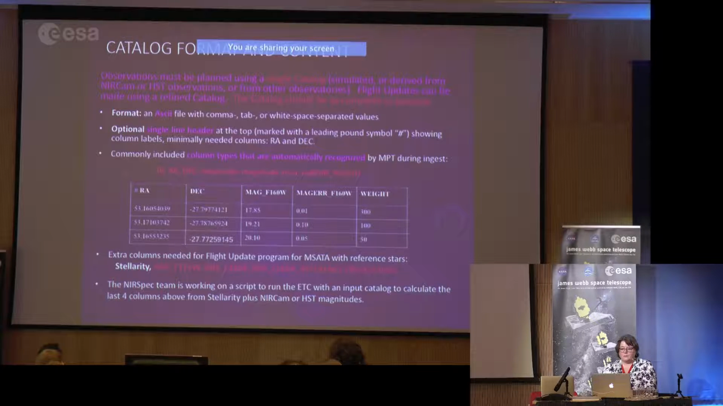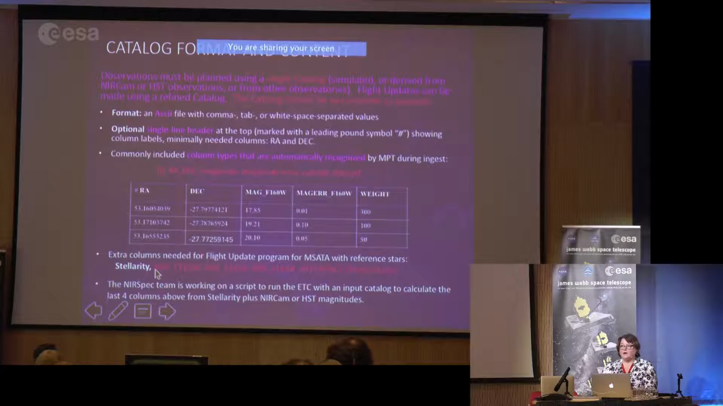And then commonly included column types that are automatically recognized by the tool are the ones that you see in here. My arrow's not showing up for some reason. Right here. So it's target ID, for example, RA, DEC, magnitude, a magnitude error. I think it's called flux uncertainty. Redshift and weight, those are commonly recognized columns that automatically get recognized. But you can work with any information that you have in your catalog and decide to use that as a working column within the MSA planning tool.